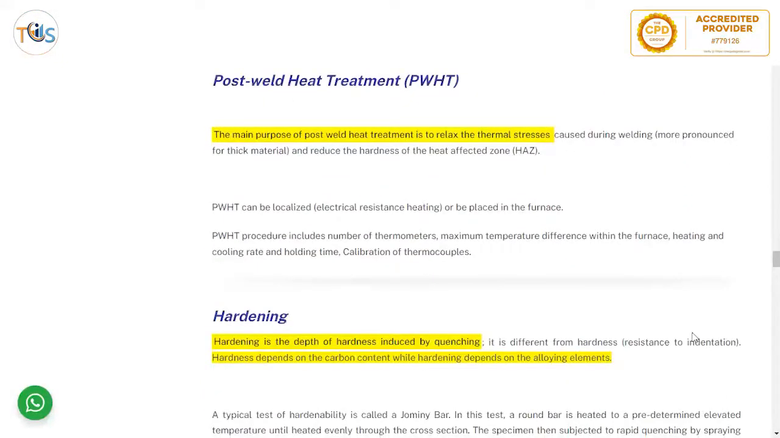The main purpose of post-weld heat treatment is to relax thermal stresses caused during welding, more pronounced for thick material, and reduce the hardness of the heat affected zone, HAZ. Post-weld heat treatment can be localized, electrical resistance heating, or be placed in the furnace. Post-weld heat treatment procedure includes number of thermocouples, maximum temperature difference between the furnace, heating and cooling rate and holding time, calibration of thermocouples.